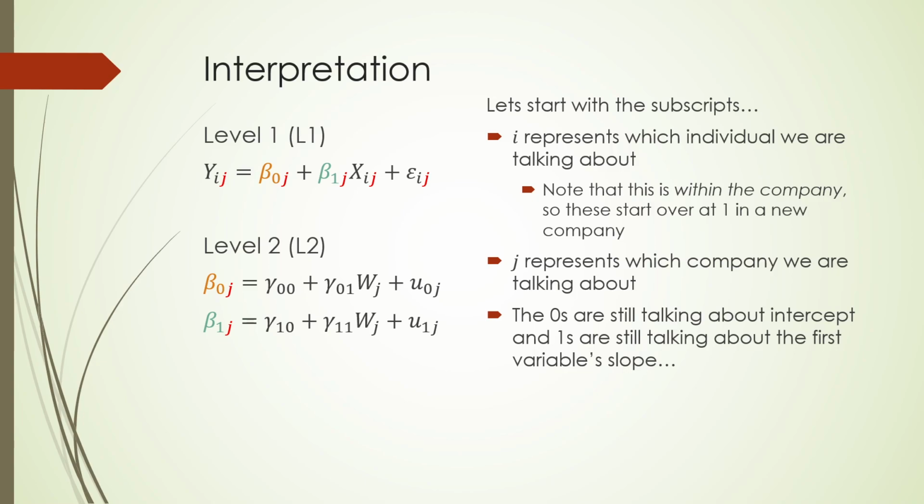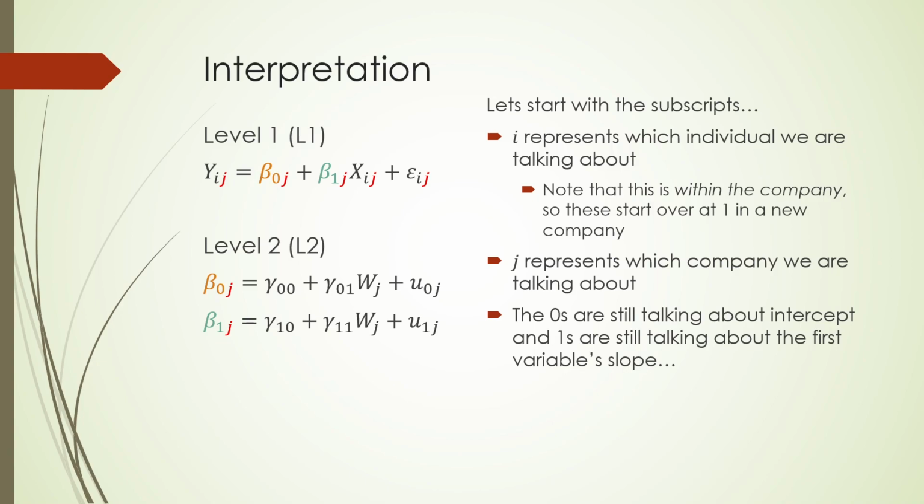Gamma sub 0 1 represents the intercept as it changes with regards to the independent variable W. In our hypothetical case, this will be whether the company is public or private. So gamma 0 0 might be the default intercept across all companies, and gamma sub 0 1 might be the change in the default intercept or base pay based on if the company is public or private.